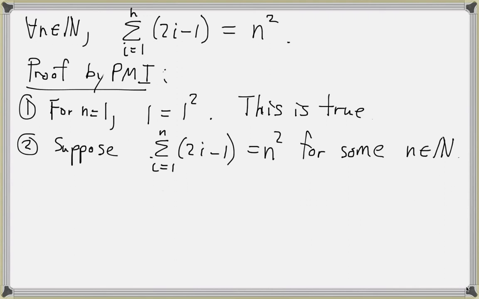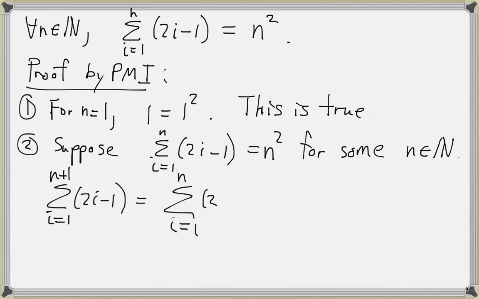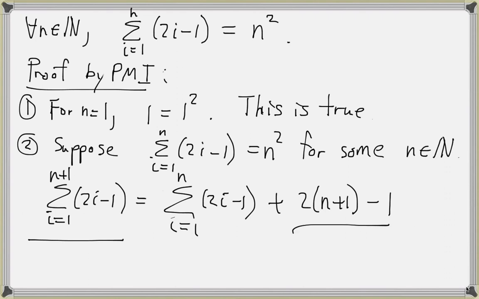Okay, so we need to know where we're going. Well, let's start with the sum that we want to show equals n plus 1 squared. So we want to show that the sum of the first n plus 1 odd integers equals n plus 1, the quantity squared. Well, if I take off the last summand of this sum, I get the sum from i equals 1 to n of 2i minus 1. And the last term would be 2 times n plus 1 minus 1. So in the original sum, the last summand is when I replace i with n plus 1. So that'll look like 2 times n plus 1 minus 1.